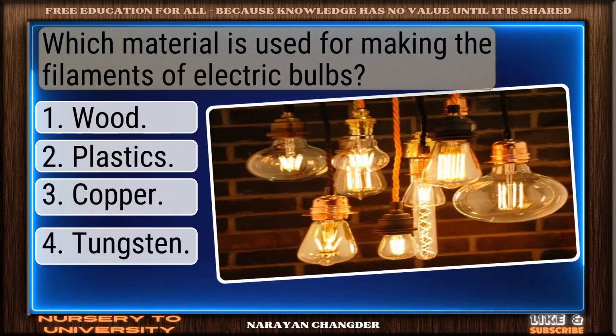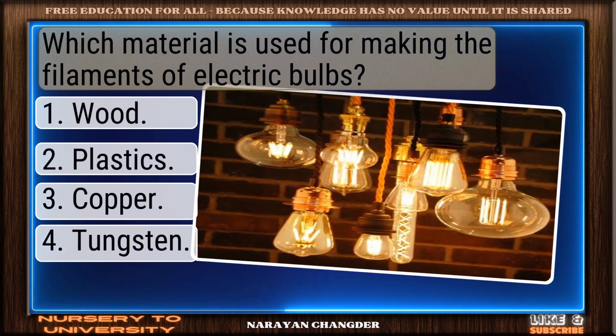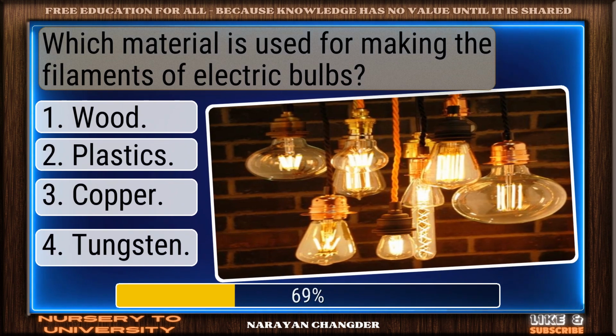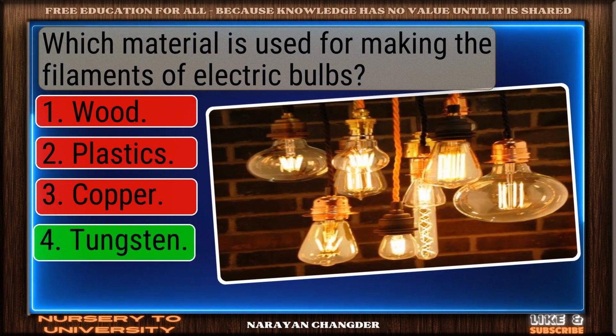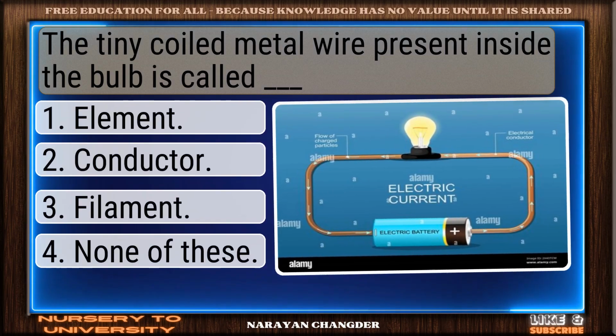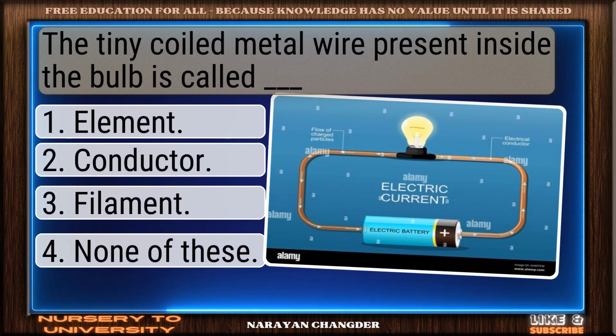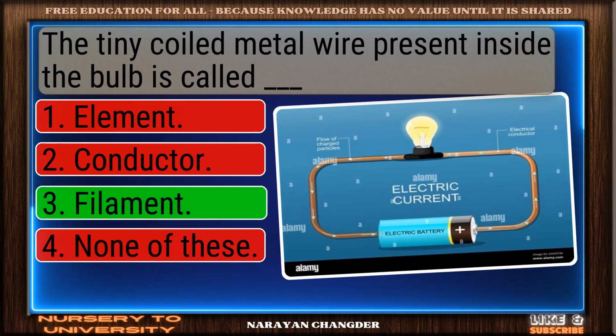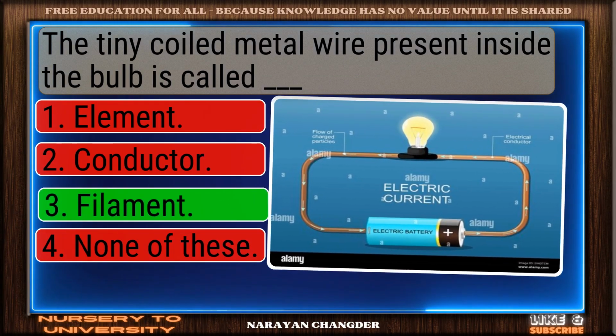Which material is used for making the filaments of electric bulbs? Nicely done. Tungsten is a solid answer. The tiny coiled metal wire present inside the bulb is called dash. Well done. Filament is the right choice.